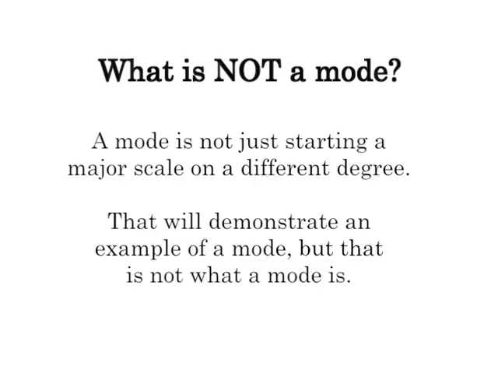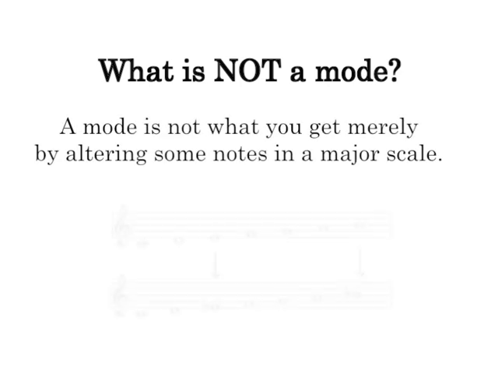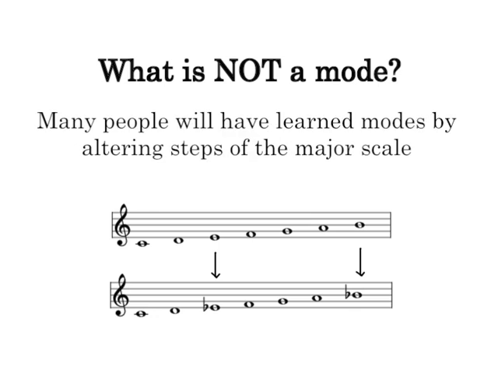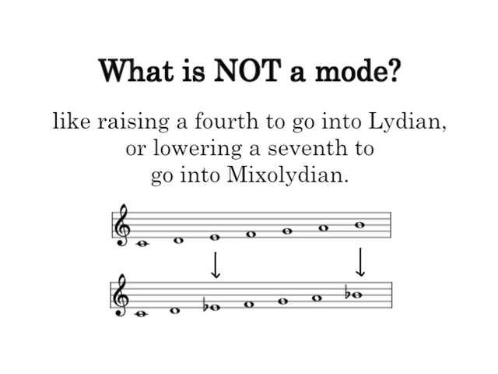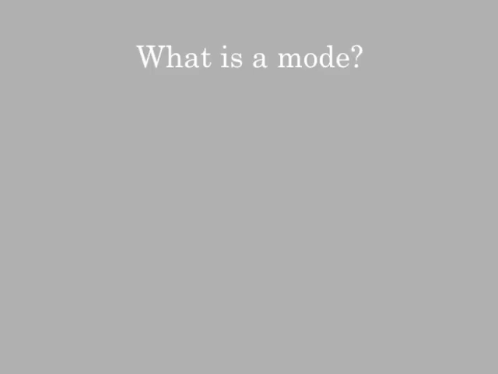A mode is not just starting a major scale on a different degree. That will demonstrate an example of a mode, but that is not what a mode is. Also, a mode is not what you get merely by altering some notes in a major scale. Many people will have learned modes by altering steps of the major scale, like raising a fourth to go into Lydian, or lowering a seventh to go into Mixolydian. This is useful for remembering the diatonic modes, but it can be misleading for a student trying to understand what modes are. We will come back to this later.